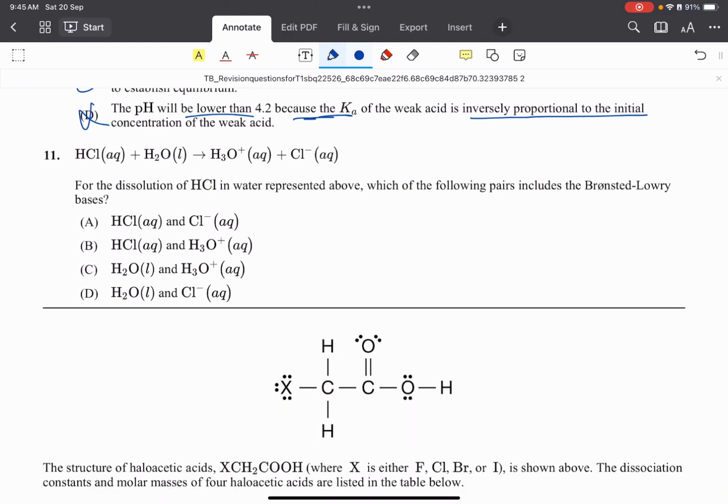HCl and H2O, that's a strong acid, look, fully ionized. For the dissociation of HCl in water represented above, which of the following pairs includes Bronsted-Lowry bases?